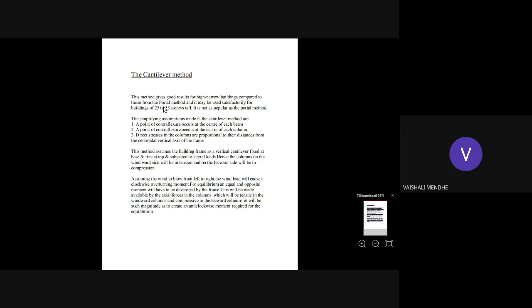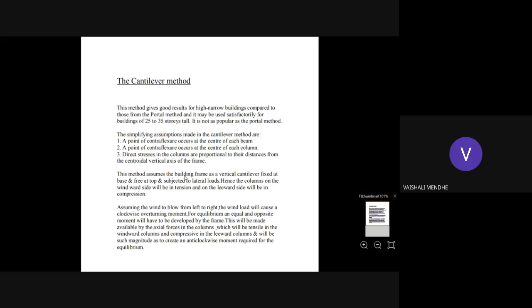Compared to the portal method, this method gives good results for high narrow buildings, but it is not as popular as the portal method. We'll see the simplifying assumptions made in the cantilever method.